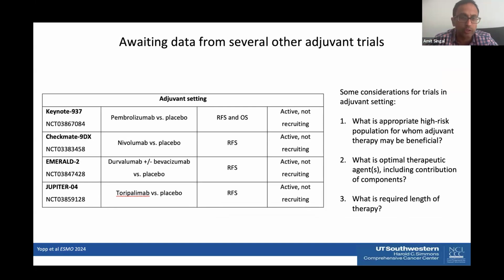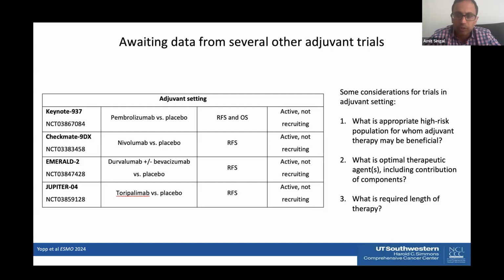We have several other trials that are awaiting data to be reported. We see single agent checkpoint inhibitors, and we do see EMERALD-2, which is looking at durvalumab plus minus bevacizumab. Looking at this, I personally have a hard time seeing any of these report out as positive after seeing IMbrave050 being negative. I don't want to say that definitively because there are small nuances that are different between each of these trials, including how high-risk populations were defined.